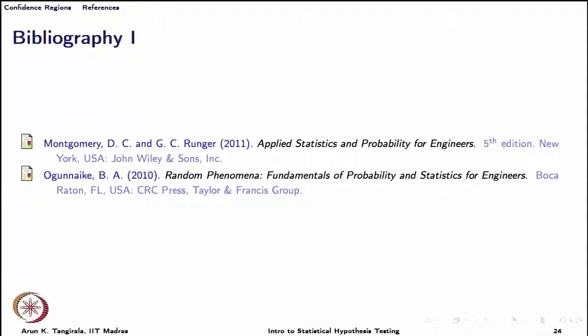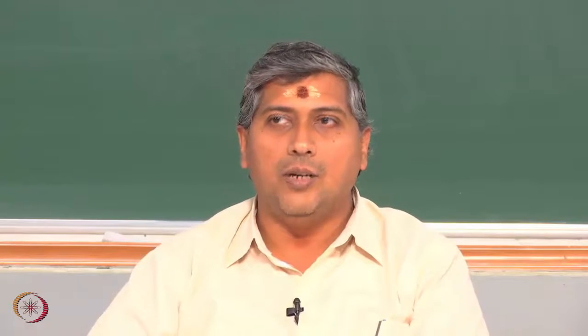Of course, I could have discussed the differences in proportions, but again it would be a routine thing. What I would advise is read up the book by Montgomery and Runger or the other book, look up the confidence region for the differences in proportions, work out the example that we did in hypothesis testing and see if you arrive at the same conclusion that we made with the critical value approach or the p value approach.